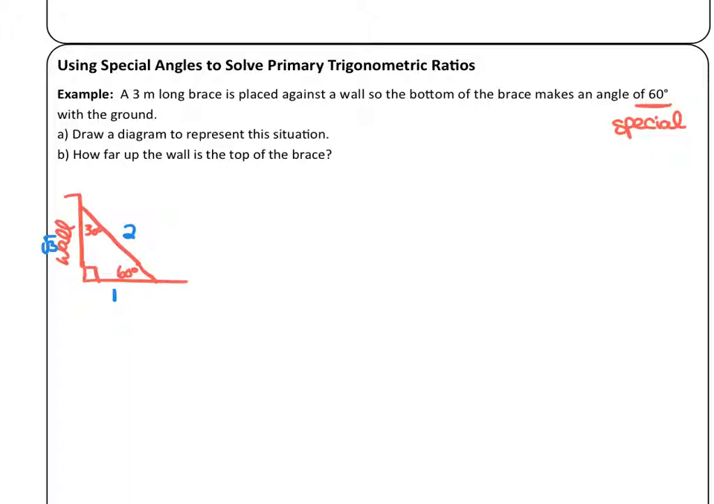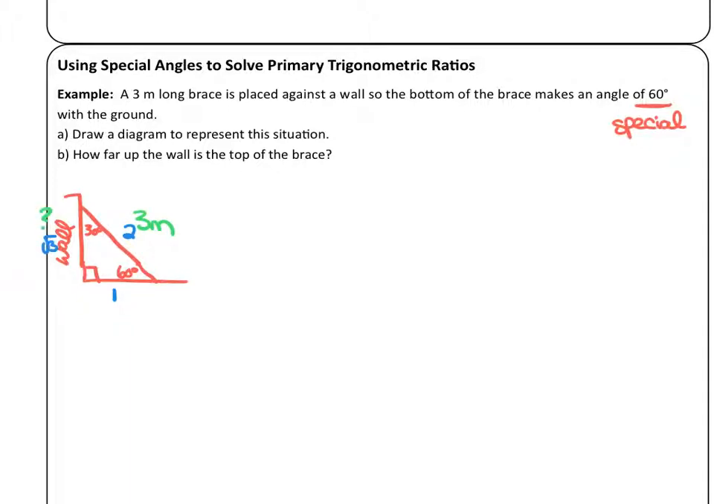Now, the other thing, it gave us a couple of different things. It's a 3-meter long brace, so this distance is 3 meters. Makes 60 degree with the ground. How far up the wall is the top of the brace? So we're going to have to find that out.